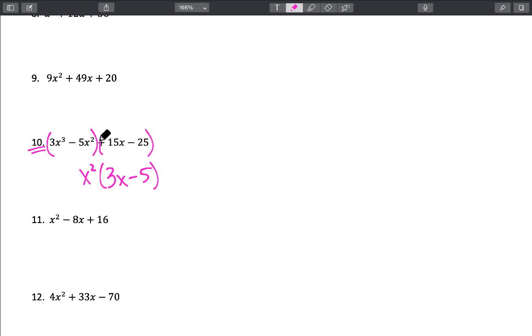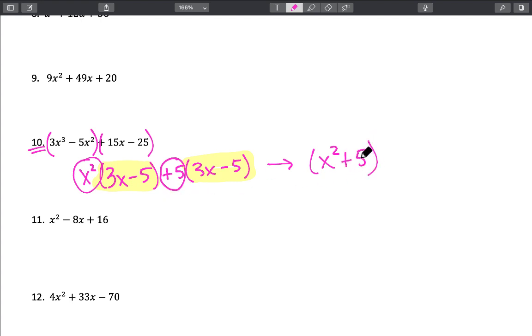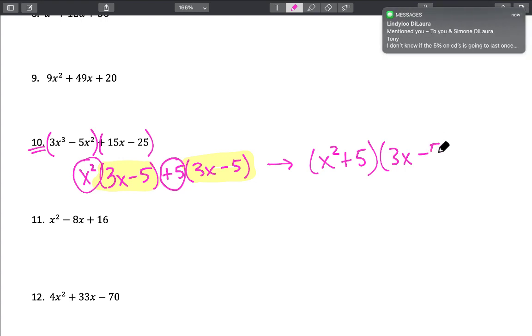Next up, I'm going to take a look at the second 2 terms, and I can see that I can factor out a 5 from these 2 terms. So when I factor out a positive 5, I'm going to put that out in front here, and then in parentheses, I'll be left with 3x minus 5 again. Now when it comes to simplifying, I can see that I have a common factor in these 2 terms, and that common factor is 3x minus 5. My other factor is what I'm left over with, and that's x squared plus 5. So this fully factors down to x squared plus 5 times 3x minus 5.